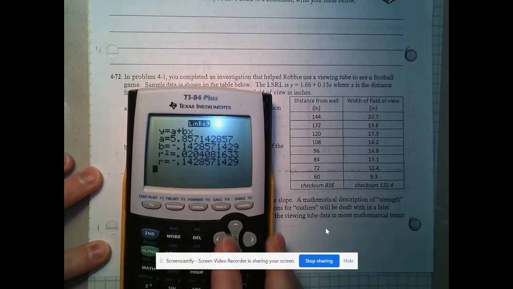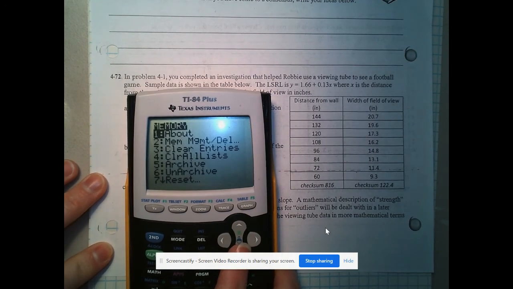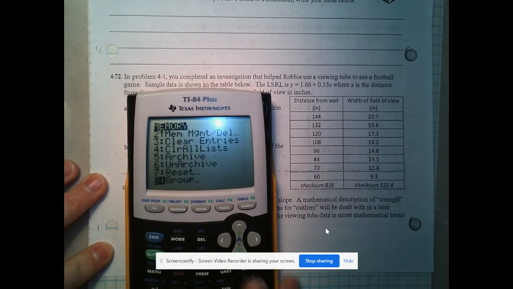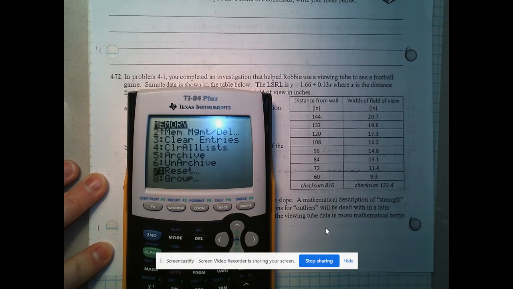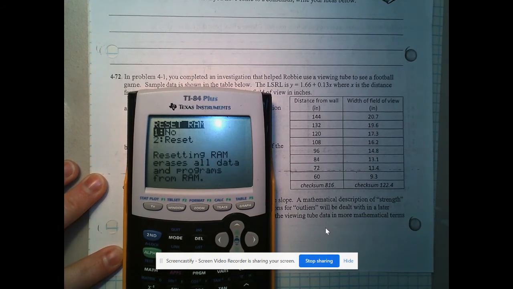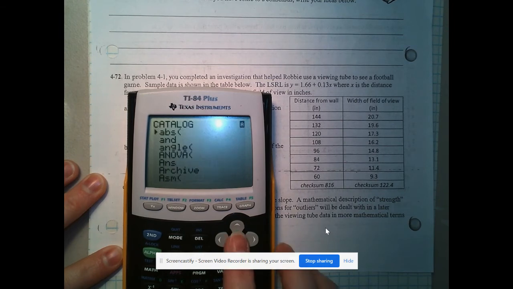So we would need to go back, and you may want to pause the video at this point. You may even want to fast forward through it, depending on how much you want to do with me. I'm going to reset all of my data again. And I'm also going to do my diagnostics on. Remember, in order to get that R to come up, we have to have diagnostics on.